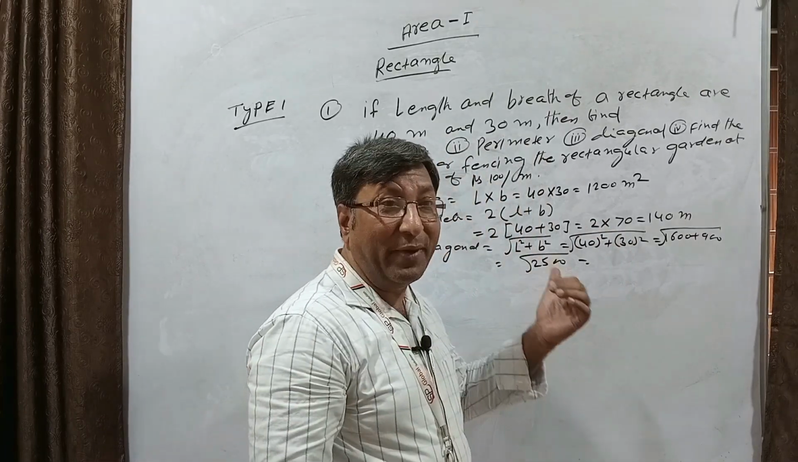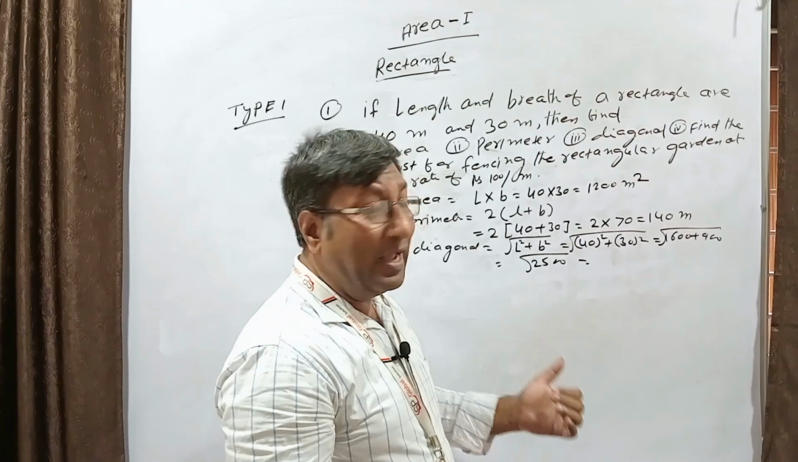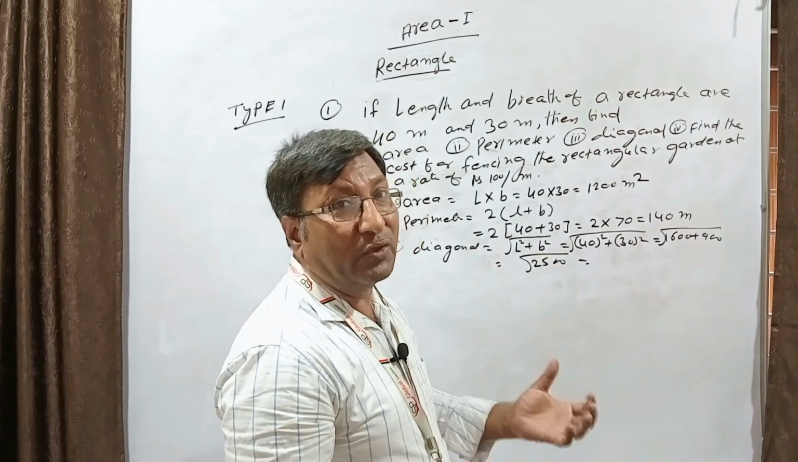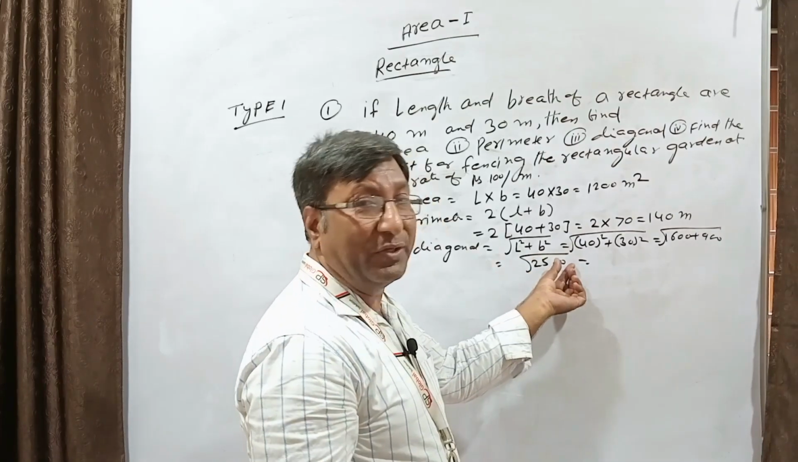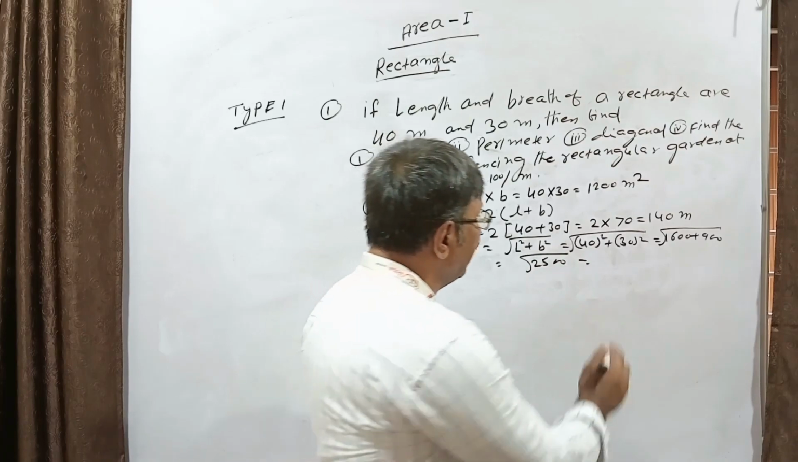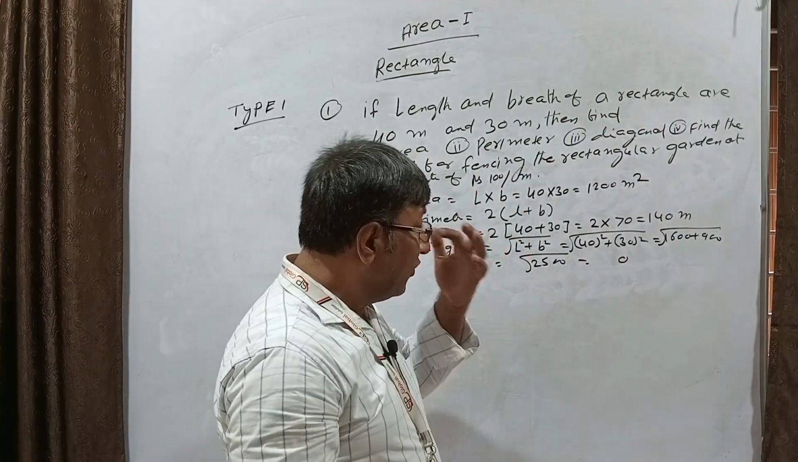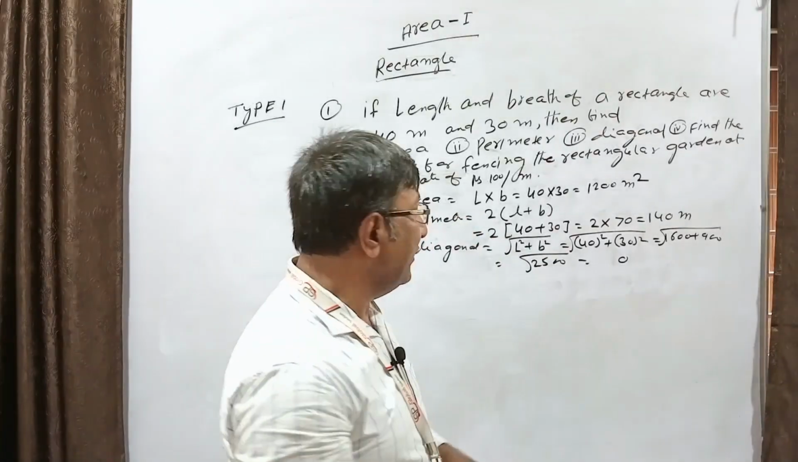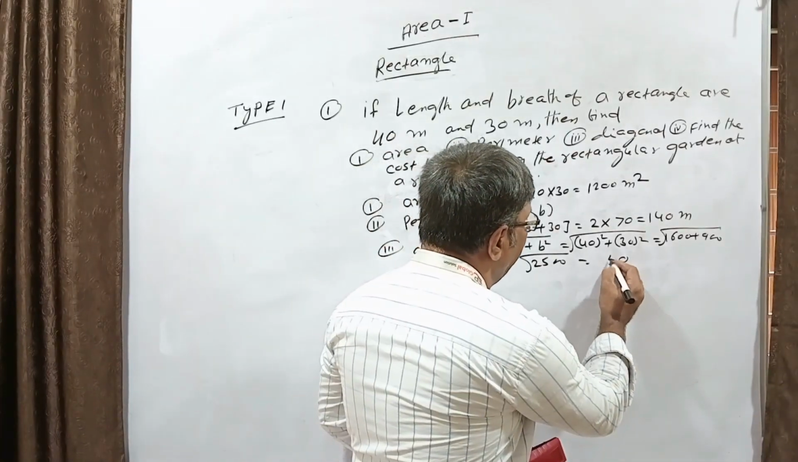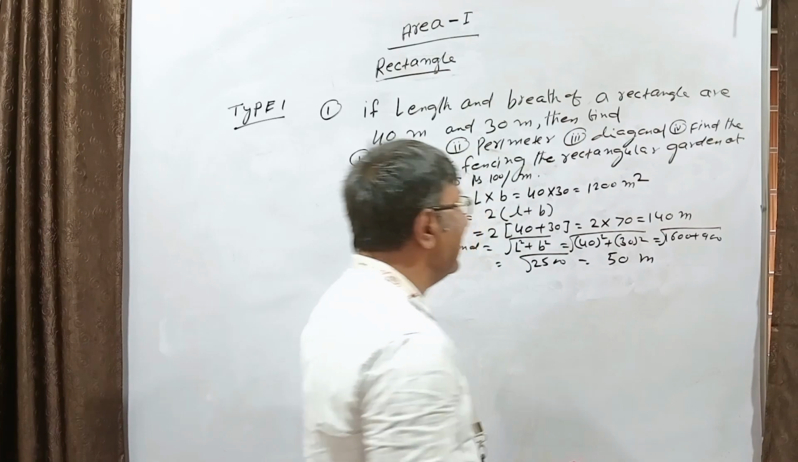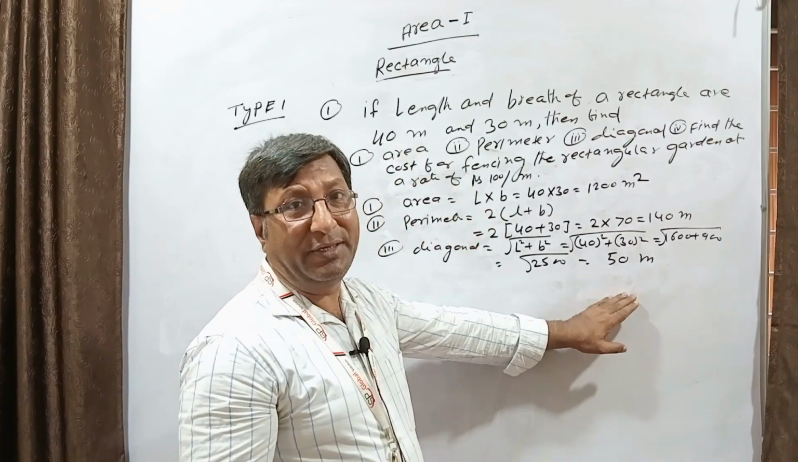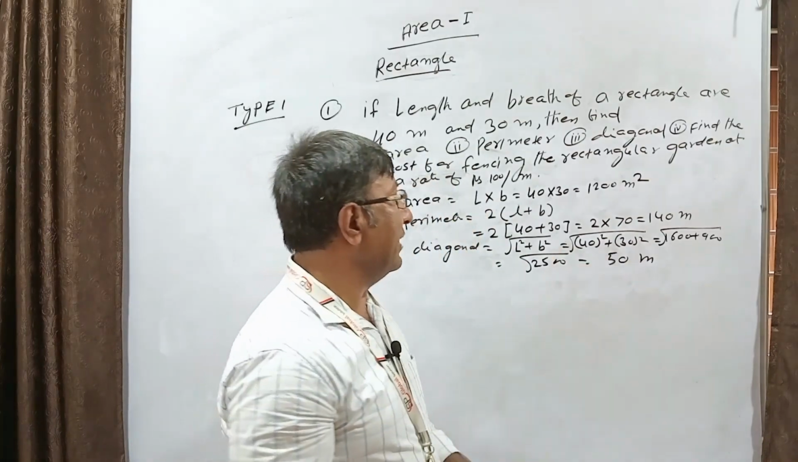We have already explained in so many videos how to find a square root. So what is the technique here? Take 2500 as 25 with two zeros. 5 square is 25, so the root is 50. So again, the diagonal is 50 meter. This is our correct answer.